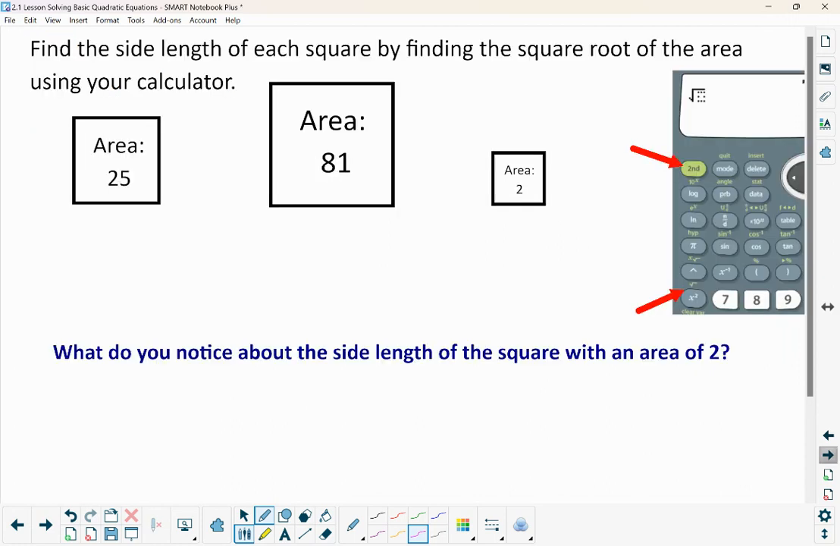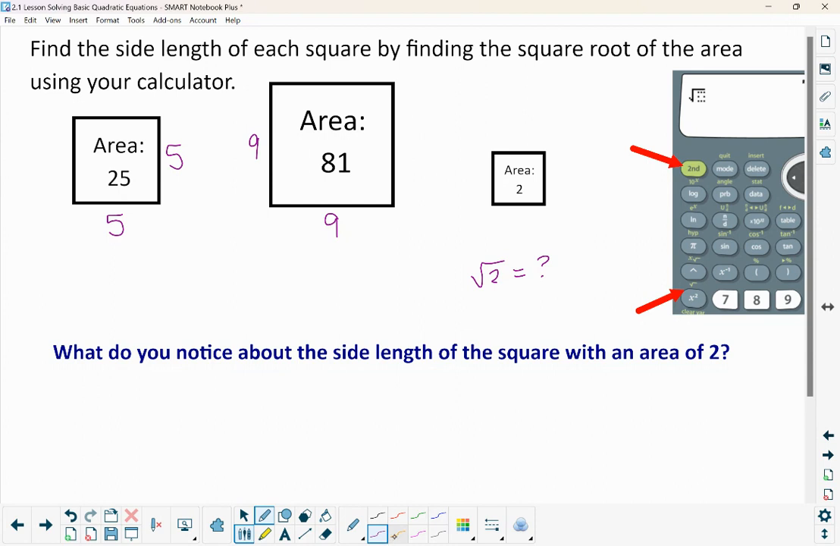If you were in class, we did a bell work where we found some side lengths of some different squares. So if you have a square that has an area of 25, hopefully you realize that each of the sides is 5. And if you have a square with an area of 81, the side lengths are 9. But what if we have a square with an area of 2? Well, if we think about square roots to help us solve this problem, the question that we're wondering is, what is the square root of 2?